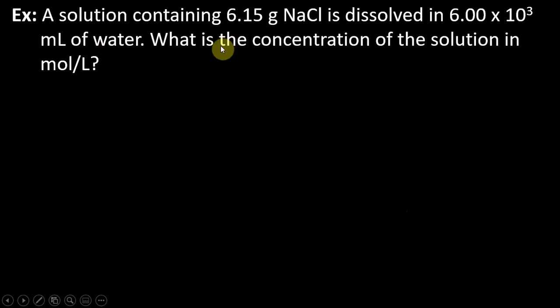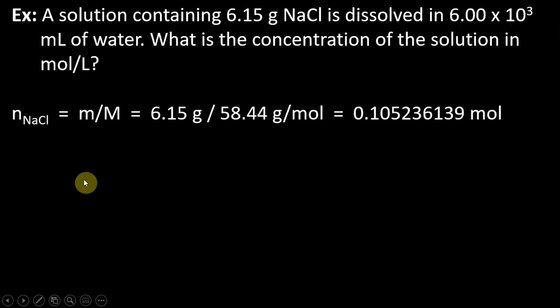So here's a question. We've got a solution containing 6.15 grams of sodium chloride. We're going to dissolve that in 6.00 times 10 to the 3 milliliters of water. 10 to the 3 is 1,000, right? 6,000 milliliters is 6 liters. What's the concentration of the solution in moles per liter?